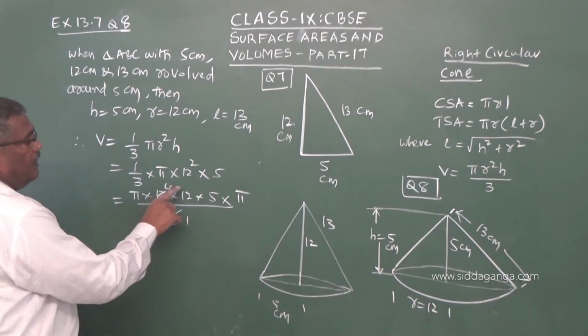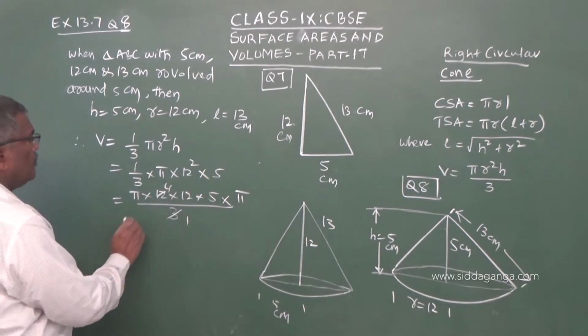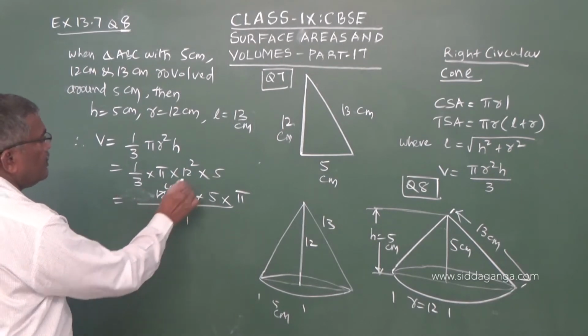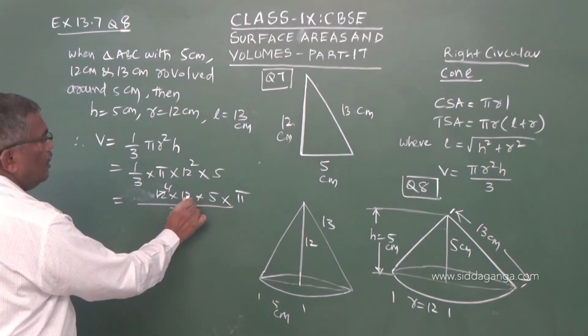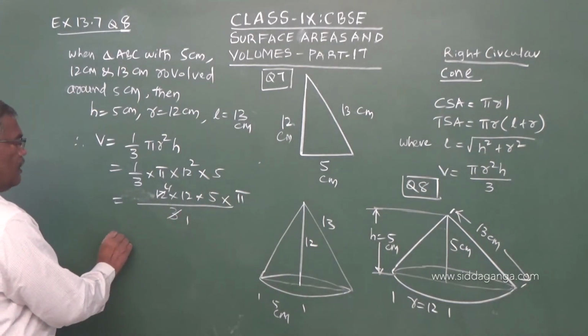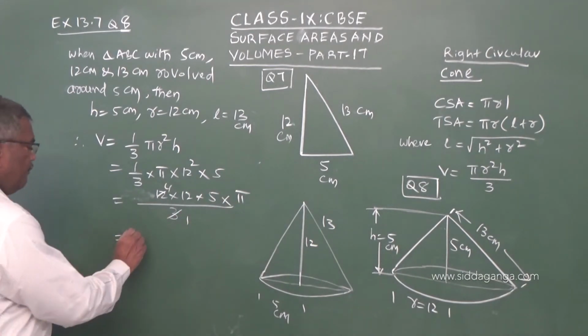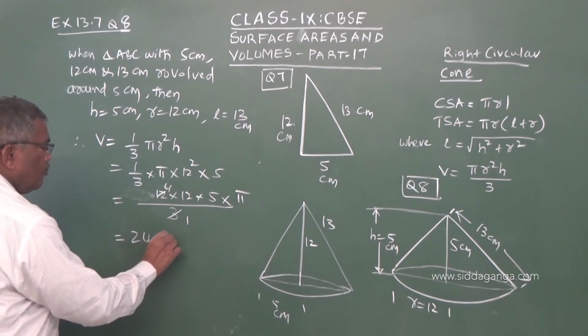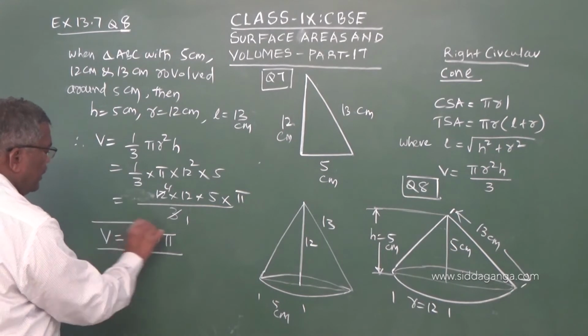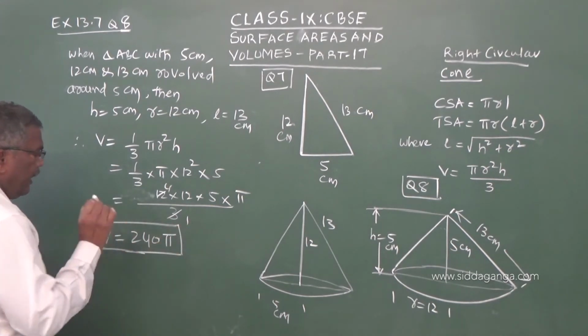12 fours are 48. 48 into 5. So this is pi I have written twice. 12 into 12, 5 and pi I have taken at the end. So this becomes 245. So this is the volume in the second case for question number 8.